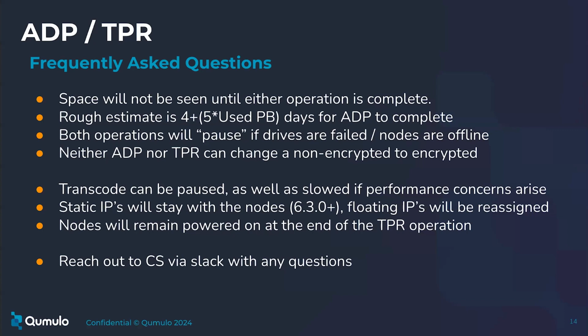How long does this take? Very good question. The rule of thumb we tend to use is you take your used petabytes on the system, let's say it's 1 petabyte to make it easy for me. You multiply it by 5, so you get 5, and you add 4 to that, so you get 9 days. There have been ADP situations where you could set your clock to that, and it was amazing. There have also been ones that have ended up happening way, way sooner. You know, we'd quote a customer about a week, and it would end up being 2 days.